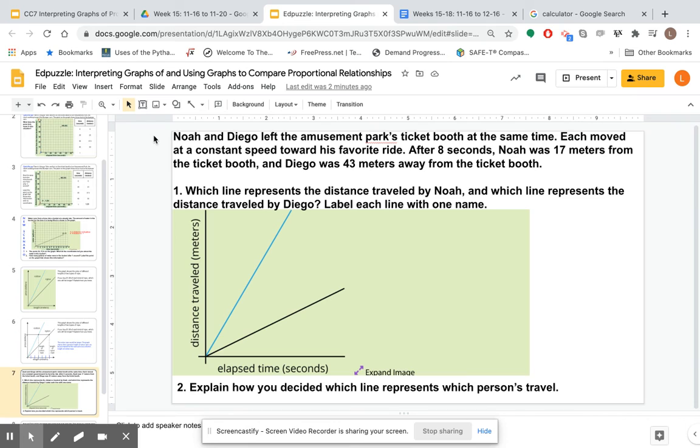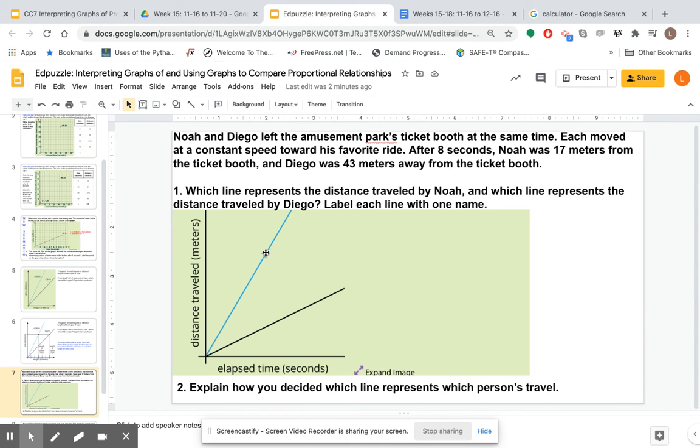All right, another scenario. Noah and Diego left the amusement park's ticket booth at the same time. I wonder if they ran into Tyler. Probably the same amusement park, but each moved at a constant speed toward his favorite ride. Let's just say it's the bumper cars. I don't know. Doesn't matter. After 8 seconds, though, Noah was 17 meters from the ticket booth. Diego was 43 meters away from the ticket booth. Two questions, guys. Which line represents the distance traveled by Noah, and which line represents the distance traveled by Diego?